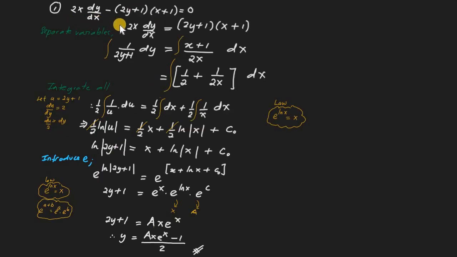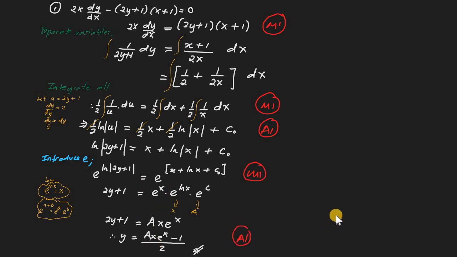So for a question like this, where do the marks distribute? First you have to separate the variable, M1, and then you integrate. Make sure that you show all the working. Maybe it's A1 or maybe M1. Integrate all and correctly. And then to get to your y, we need to introduce e on both sides, M1, and simplify our work to the end. So this question can carry 5 marks.